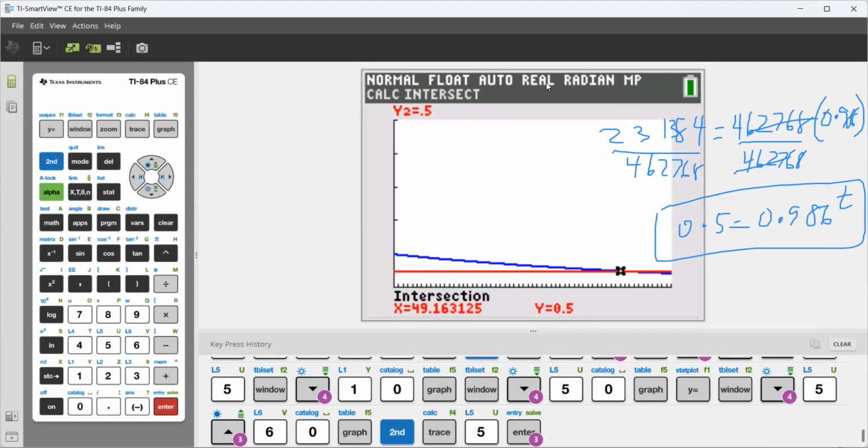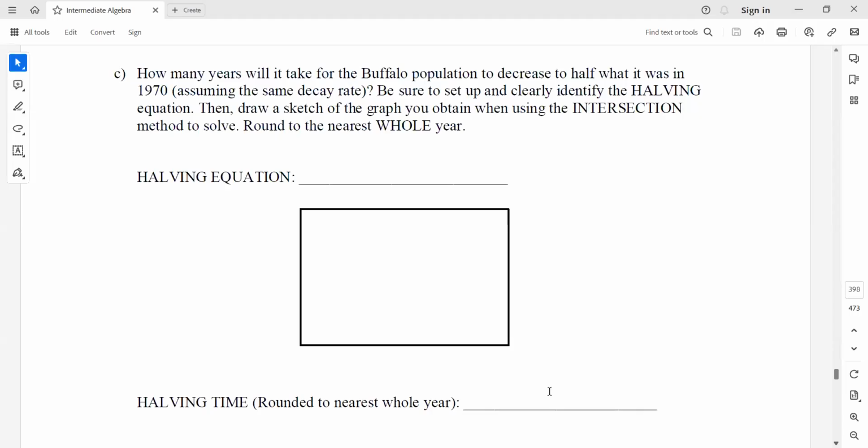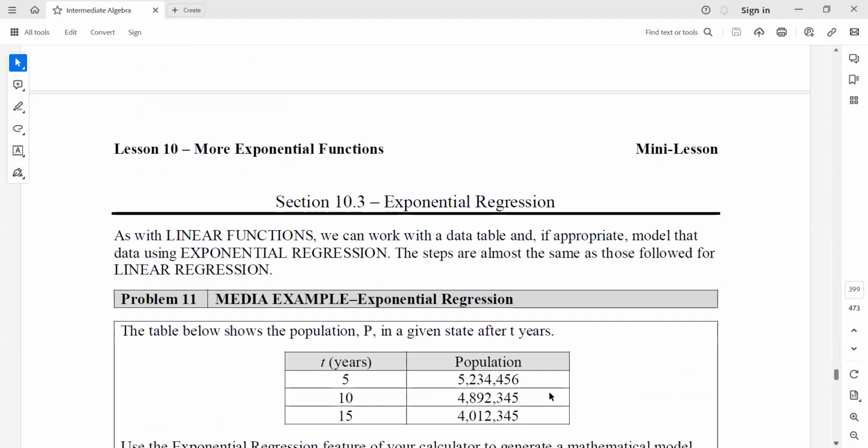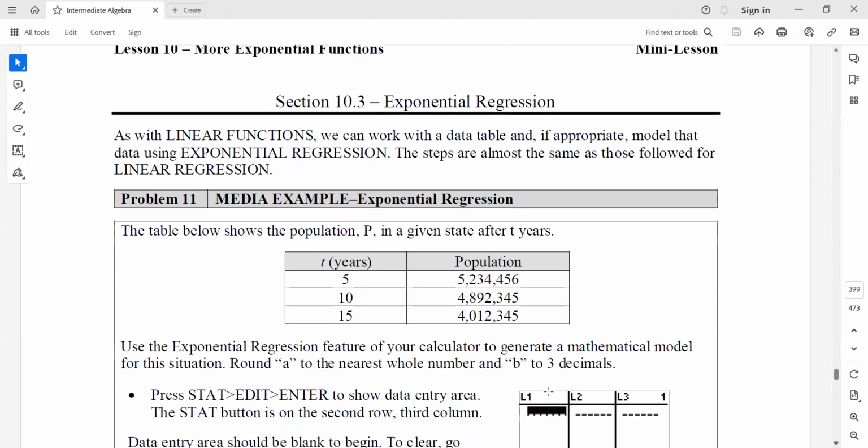All right. So we have 50 years. So it's going to happen in 50 years. So in 50 years from 1970, that is 2020. That is 3 years ago, 2020. Okay? All right. Now, the last part of lesson 10 is exponential regression.